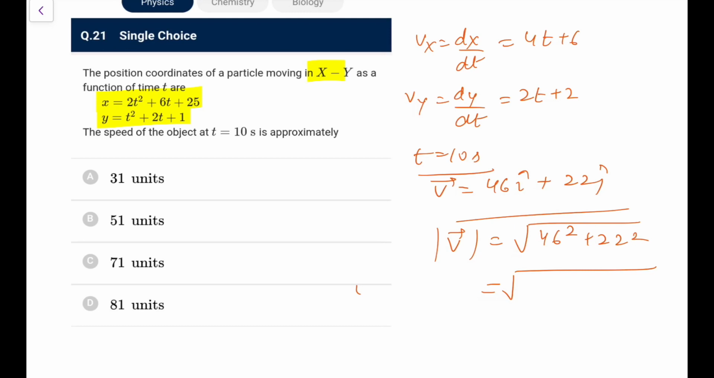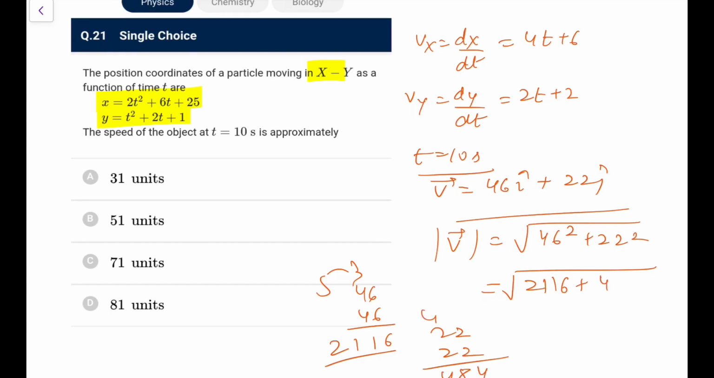Now how to do this? 46 square, let's say 46 into 46, what do you have? 6 6s are 36, 6 4s are 24, 24 and 24 is 48, 48 and 3 is 51, 4 4s are 16 and 5 is 21, so 2116. Plus 22 square, 22 into 22: 22 2s are 44, 22 2s are 44, so 484. So what you are left with, 6 and 4 is 10, 8 and 2 is 10, this is 6 and this is 2, 2600. Now you can make it out. What you know, the square of 50 is 2500, so it would be closer to 51 units for sure. So this is the answer now.